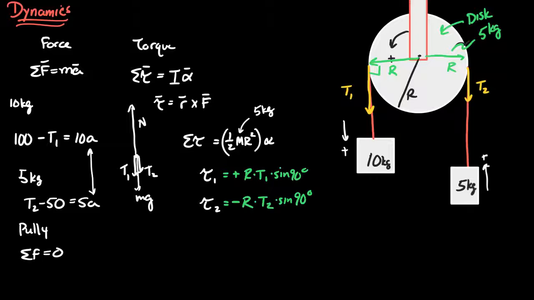Questions to this point? This is all the new stuff, but we've done all of these things already before. We've just not put them all together. The last piece is to add these together and set them equal to I alpha. So I'm going to add them together. I'll have RT1 minus RT2.